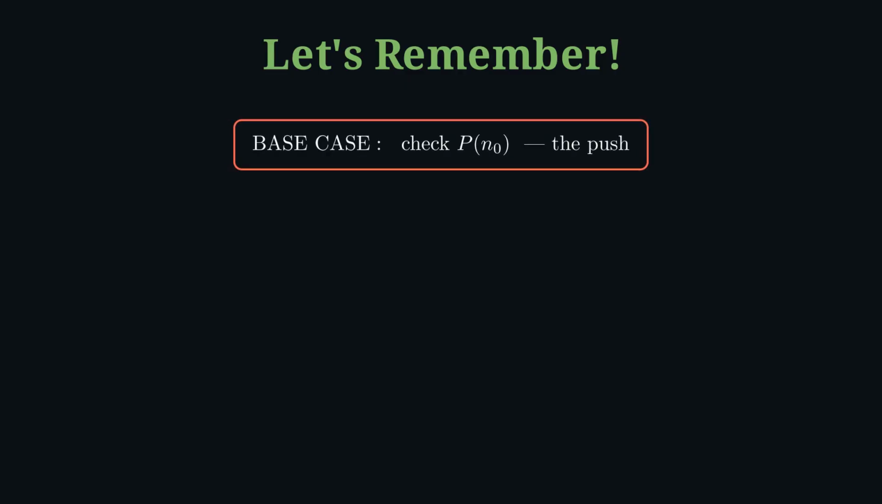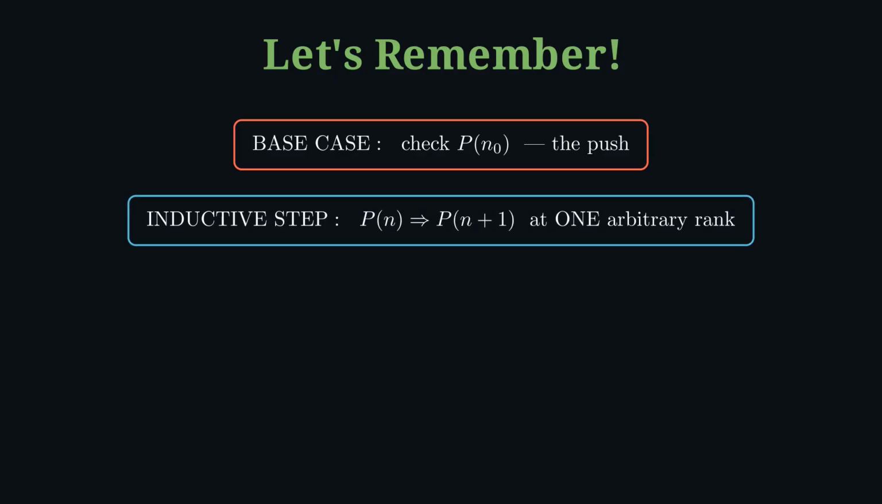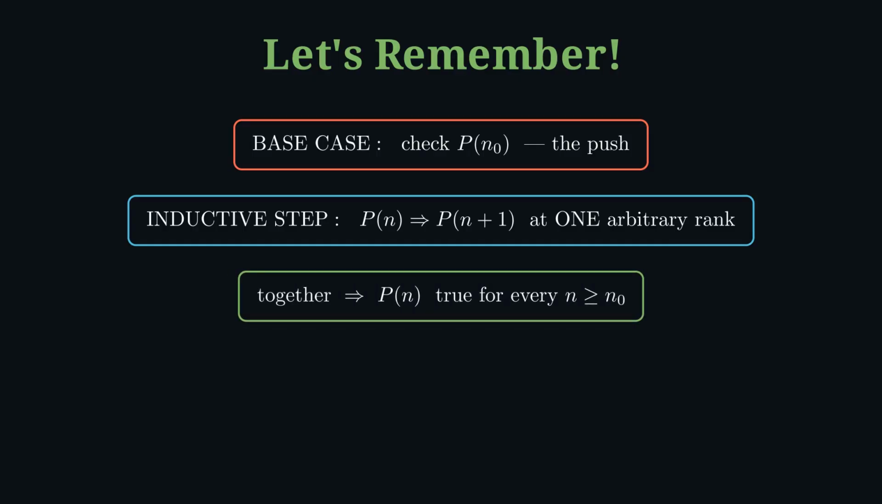Let's remember. Base case, check the first rank, the push. Inductive step, assume the property at one arbitrary rank, prove it at the next, the spacing. Together, by the principle of induction, true at every rank. Two checks and infinitely many dominoes fall.